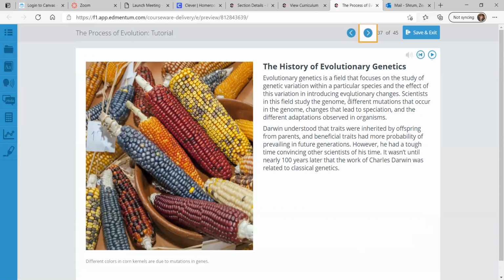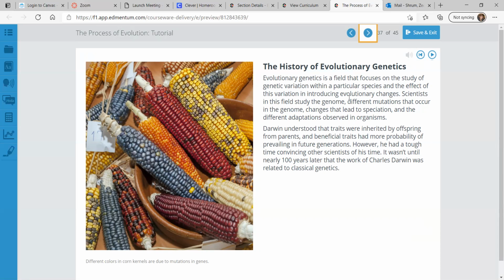The history of evolutionary genetics. Evolutionary genetics is a field that focuses on the study of genetic variations within a particular species and the effect of this variation in introducing evolutionary changes. Scientists in this field study the genome, different mutations that occur in the genome, changes that lead to speciation, and the different adaptations observed in organisms.